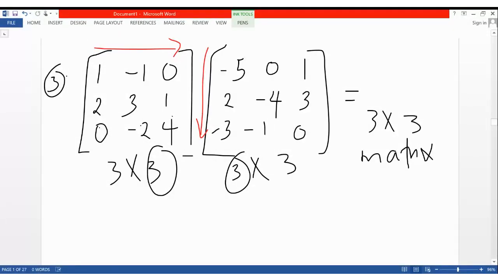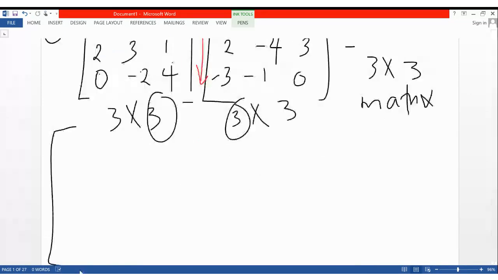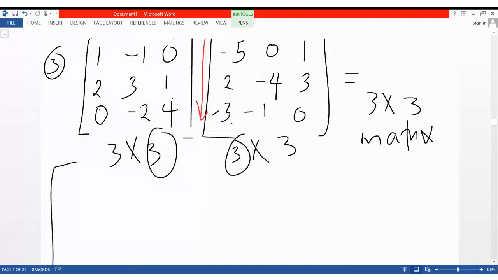If I had a calc, it's just inputting the values as you multiply. So I'm assuming at least this one is just for demonstration. So we had 1 times negative 5 plus negative 1 times 2 and then plus 0 times negative 3.